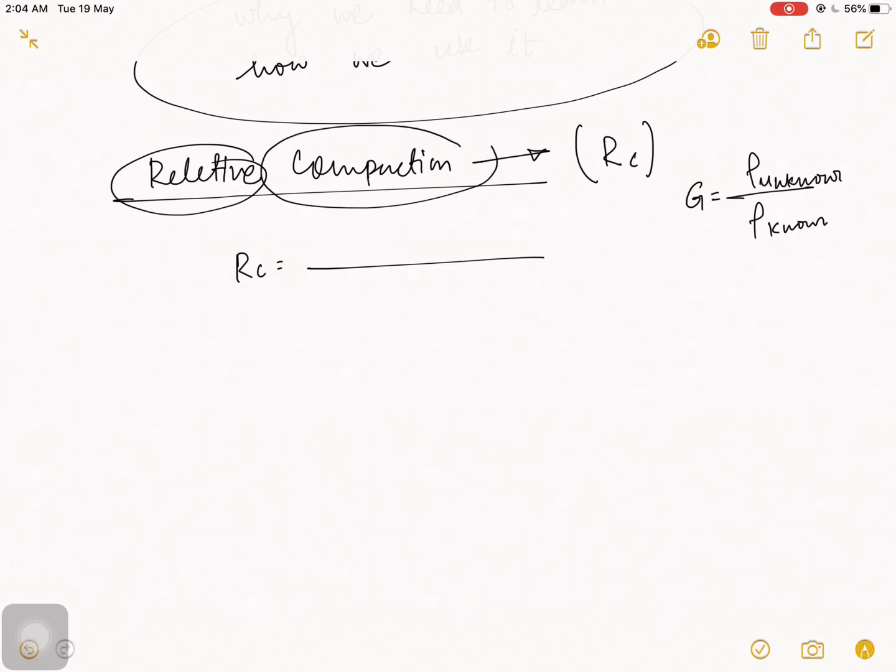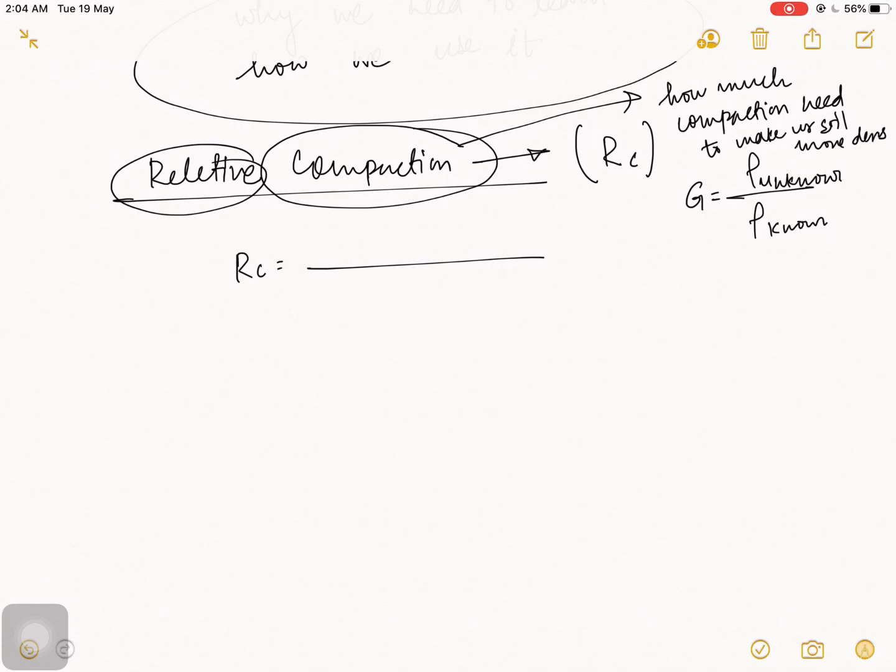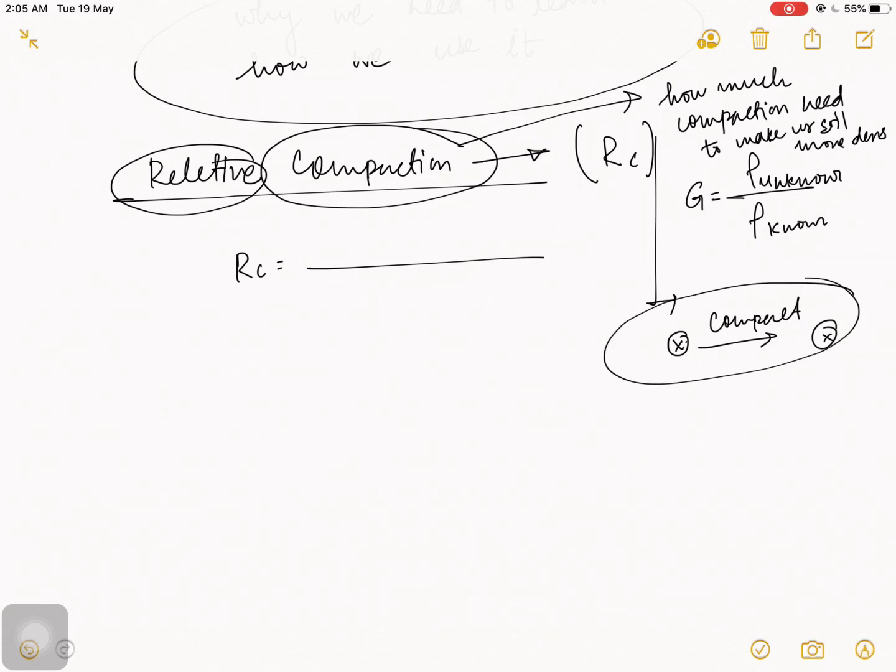I know I am not studying the compaction chapter, but still I'm giving you a small introduction. Compaction means how much compaction is needed to make your soil more dense. In simple language, suppose this is your loose soil, this is your hard soil. इस loose soil को इस hard soil में convert करने के लिए आपको कितना compact करना पड़ेगा? As simple as that. Relative compaction means something by something.